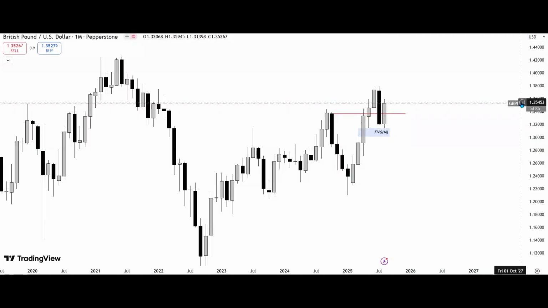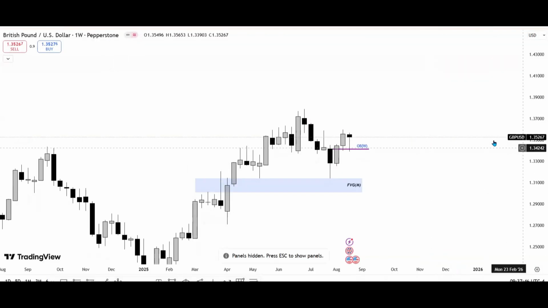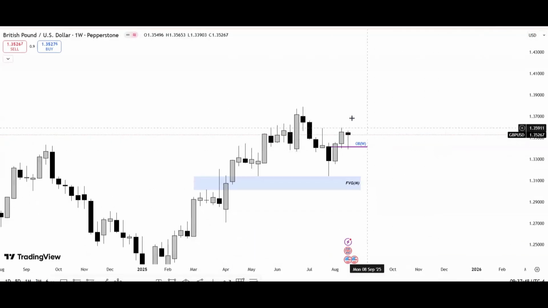Remember, this is the last week of the month of August. So let's look at the weekly, and on the weekly we can see we have this weekly order block which was tagged by price the week that just ended. So I'm looking at this order flow here, and this looks like a bullish order flow. So I'm anticipating that this might push price higher.